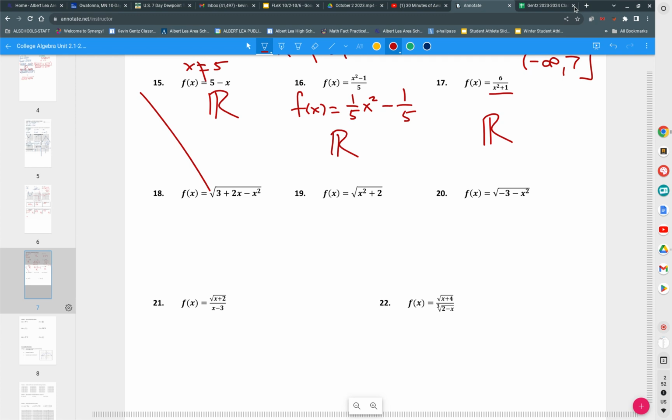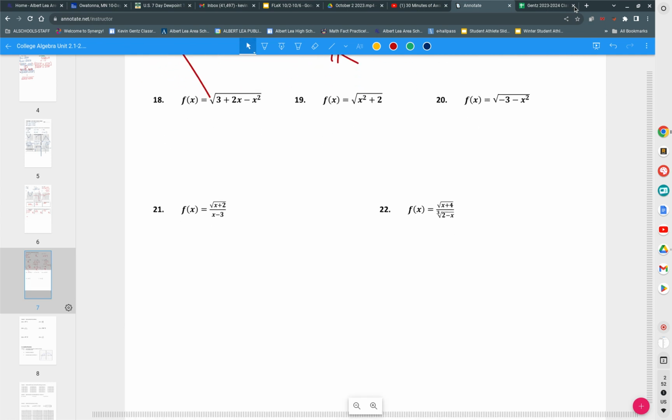So we do these last 3. This one, I have a little bit trickier solution here. This one is a radical, and it's a square root. I know that square roots cause problems, so I set up 3 plus 2x minus x squared must be greater than or equal to 0.